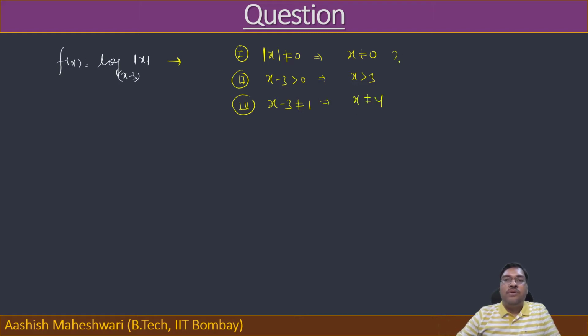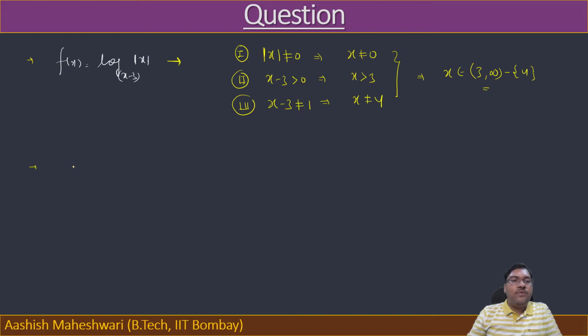Now if I take the intersection of all this, you can say x belongs to 3 to infinity except 4. 0 is already not in this set, so we don't have to exclude that. Okay, so this is the domain of this, right?